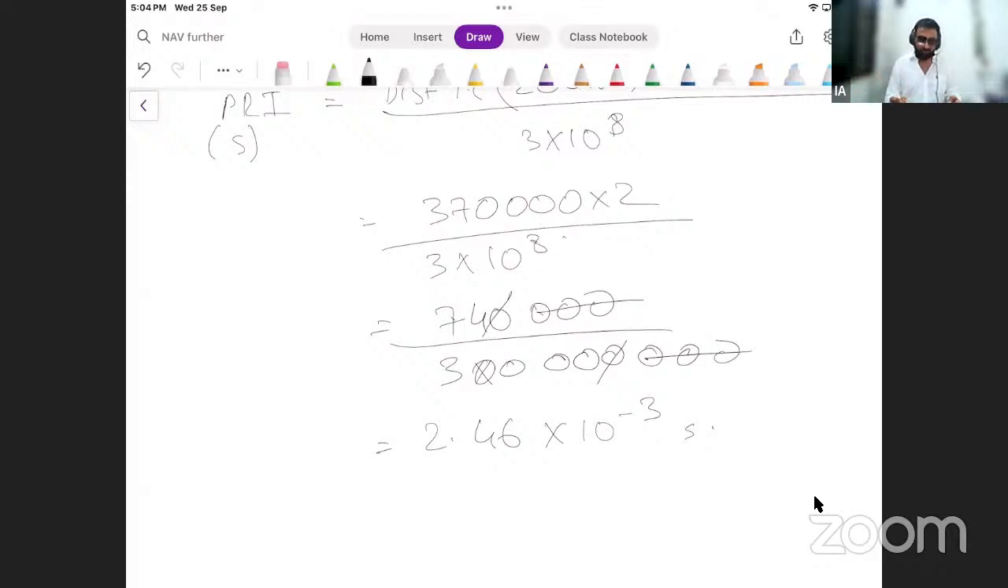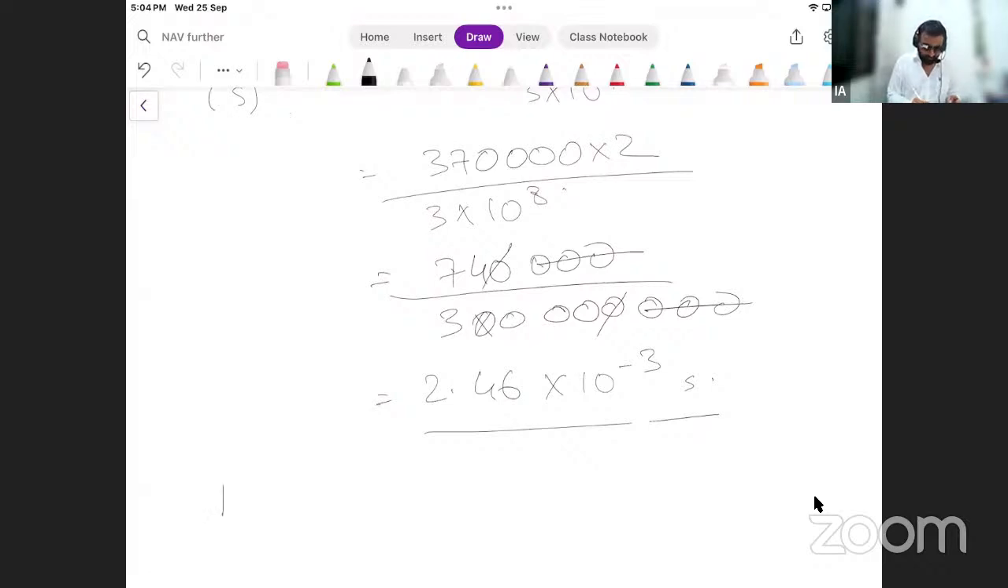Or if I want the same answer in my PRF, okay, let's just check. So this answer will not match my options. So that's why there is a need for me to convert it into microseconds. So just do this. You don't even need to follow or move the zeros.